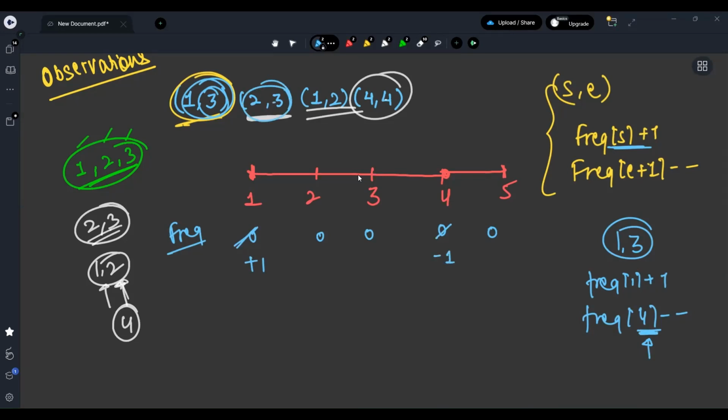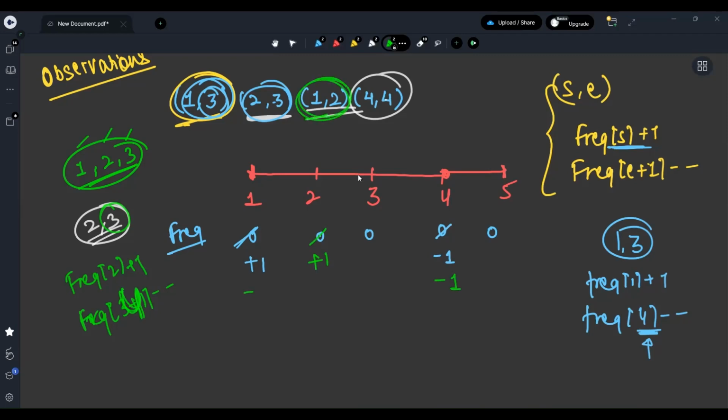Now let's come to 2, comma 3. For 2 comma 3, I will say frequency of 2 plus plus, and for the end of the interval we do 3 plus 1 minus minus, that means frequency of 4 minus minus. So frequency of 2 will be plus 1 and frequency of 4 will be minus 1. Similarly, again come to this: frequency of 1 plus plus and frequency of 2 plus 1, that means 3, minus minus. Similarly, frequency of 4 plus plus and frequency of 4 plus 1 will become minus 1.